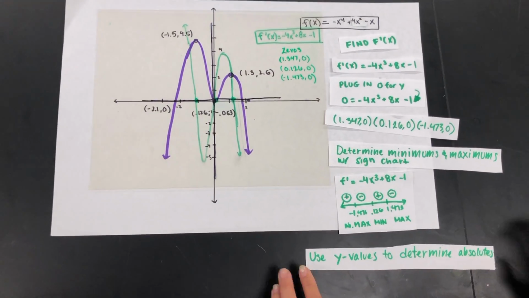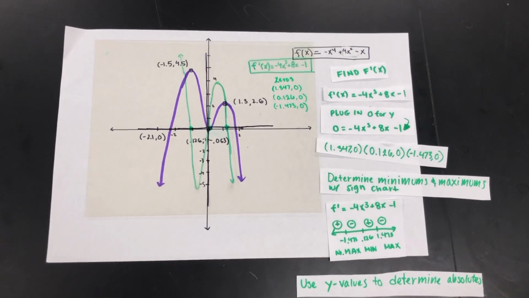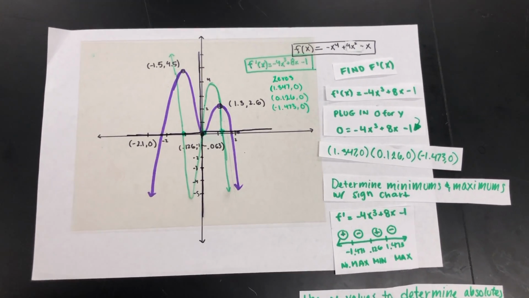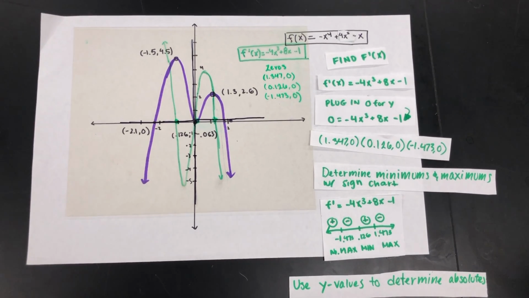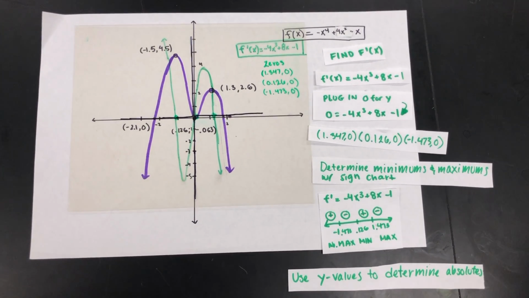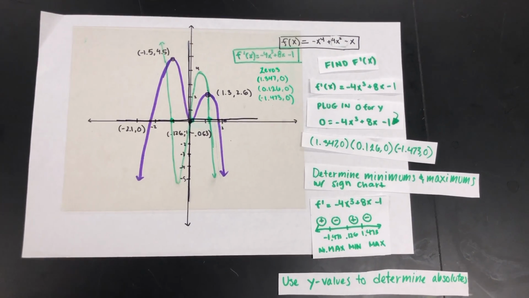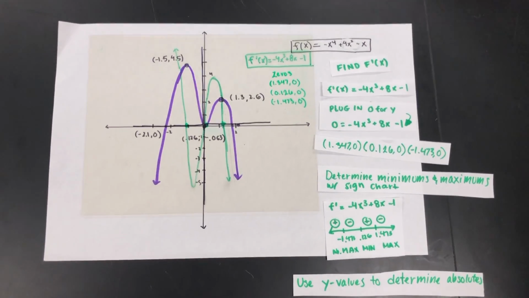Then we could use the y values to determine the absolutes. The values that have the highest y point are going to be the absolute maximum, and the values with the lowest y value is going to be the absolute minimum. And in this case, we don't have an absolute minimum because it is negative infinity.